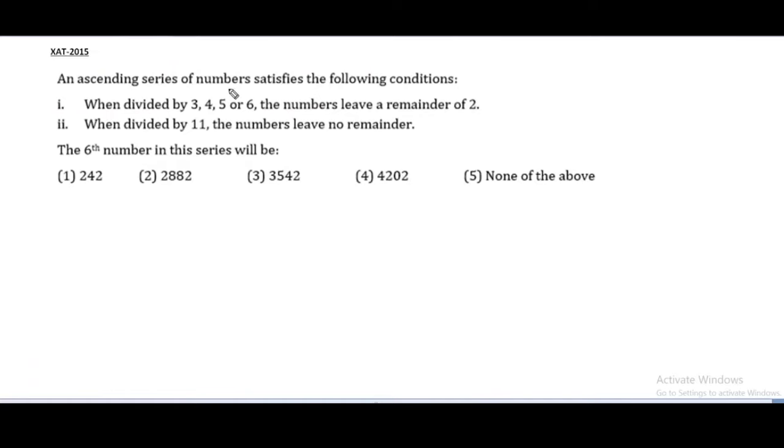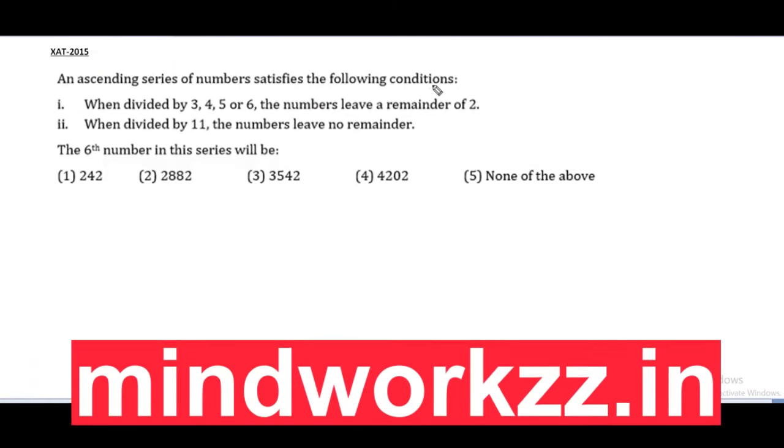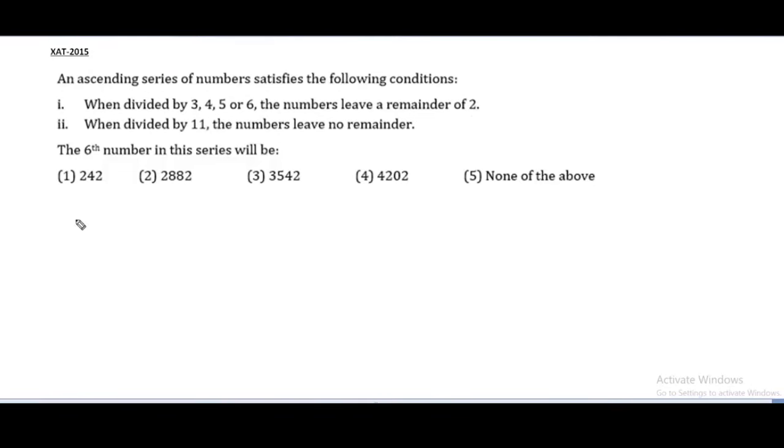An ascending series of numbers satisfy the following conditions. When divided by 3, 4, 5 or 6, the number leaves a remainder of 2. All the numbers leave a remainder of 2. When divided by 11, the numbers leave no remainder. The sixth number in this series will be?